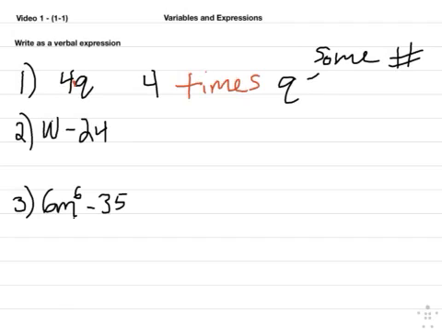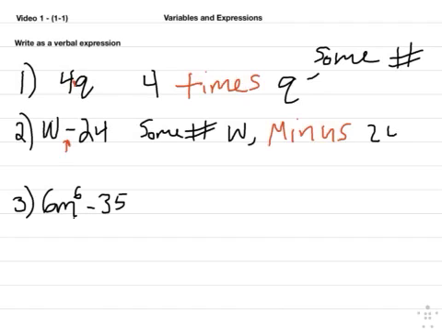All right, so for number 2, we have w and a minus sign and 24. So how do we write this in words? Well, we can say it's some number w, maybe a comma if I want to pause, and then this can be minus 24. Some number w minus 24.